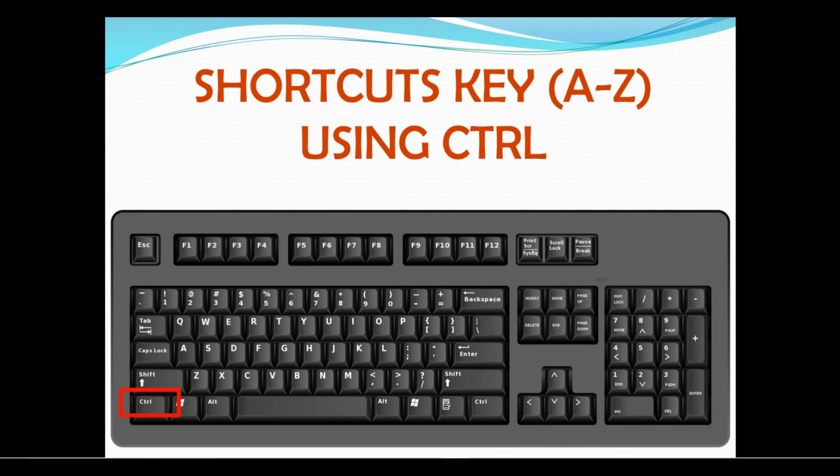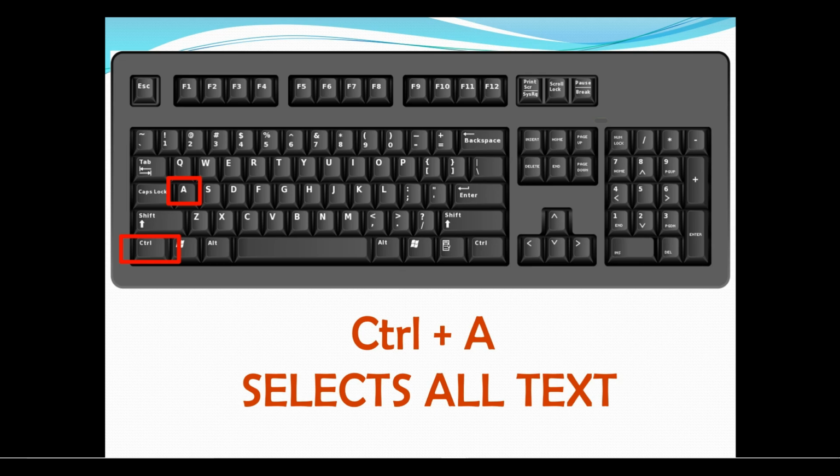Okay, Control. The first one is Control plus A. Some people think of pressing Control and the plus mark and then pressing A. Don't click like that. First you press the Control, then you press the A, at a time. What will happen? Control plus A selects all text.